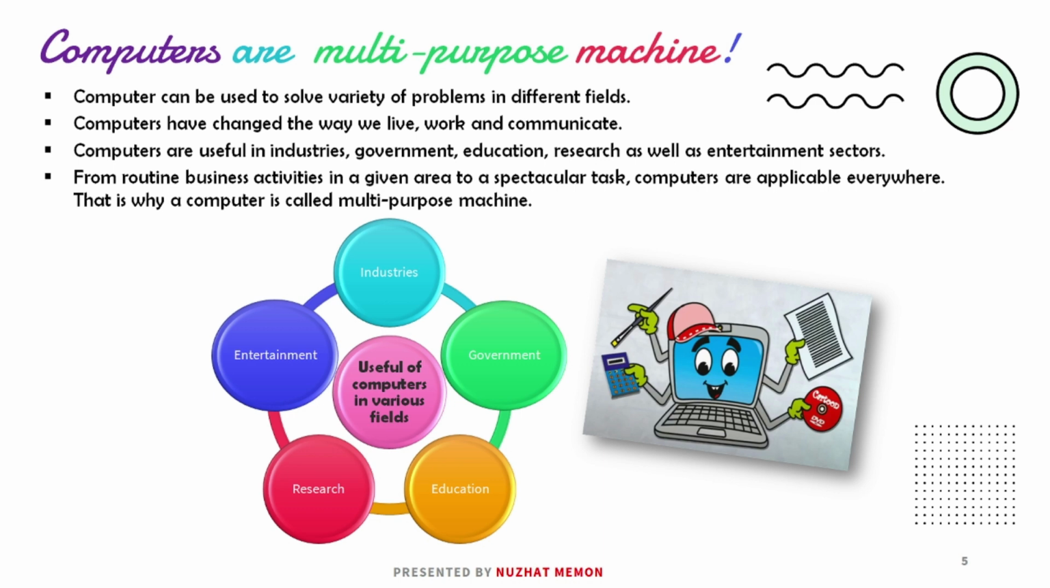From routine business activity to a particular task, whatever difficult task you give, the computer can do it. Computers can do whatever we tell them to do. While listening to music, you can type a letter or paint a picture on a computer. So from editing to entertainment, whatever work you tell the computer to do, it will do it for you. That is what makes the computer a multi-purpose machine.